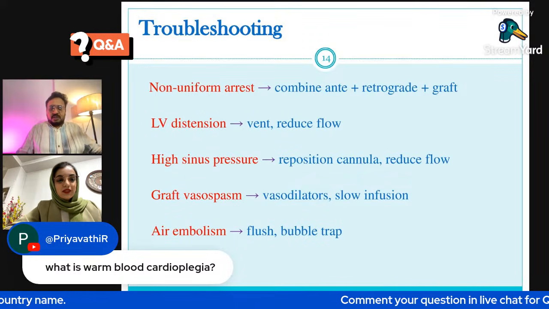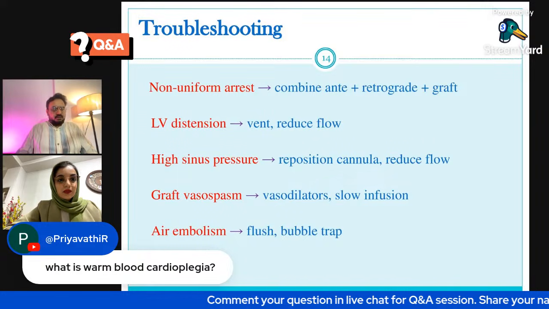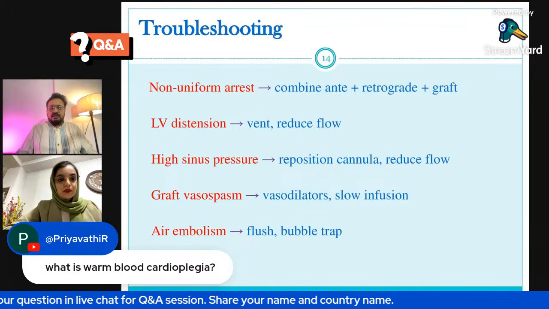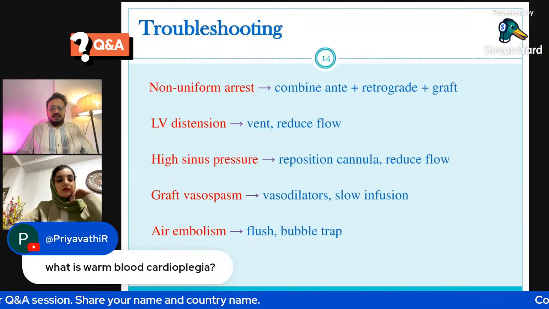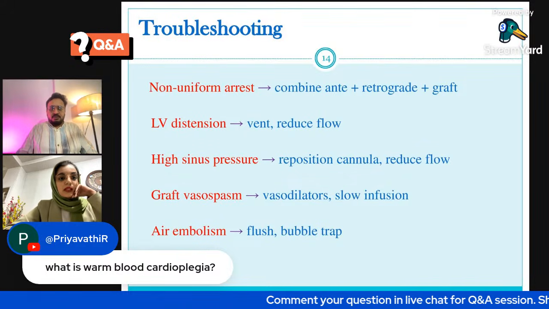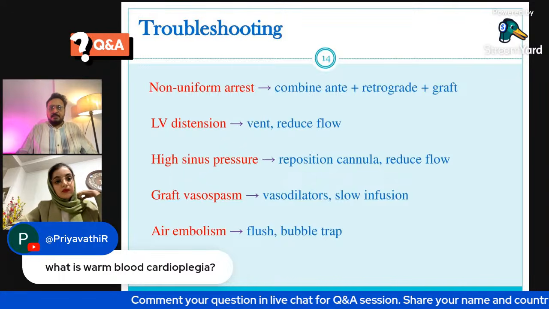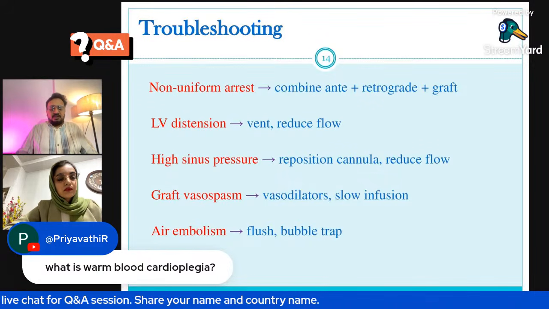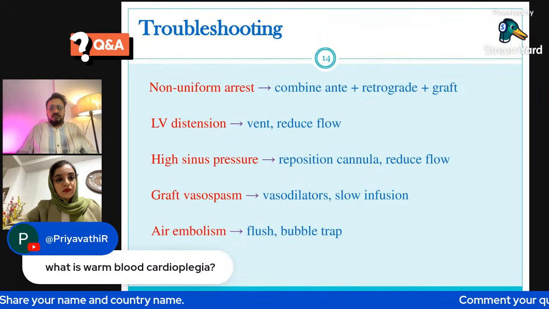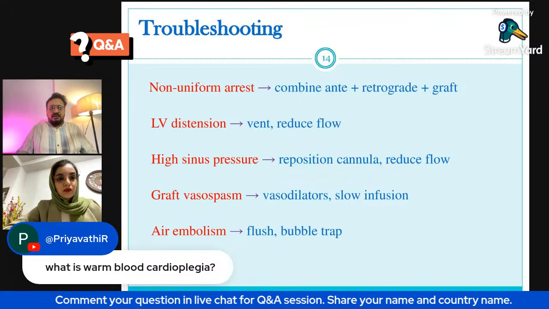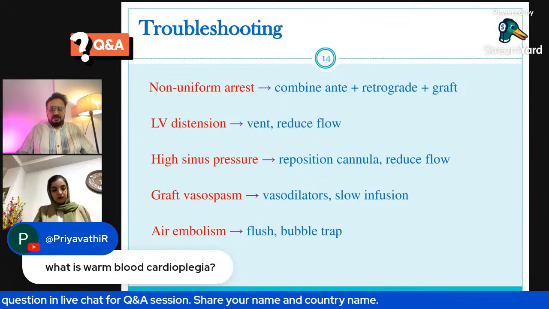Actually, warm blood cardioplegia is mostly used for a short procedure, and the most important benefit is that it doesn't have any reperfusion injury. When we use a cold cardioplegia, we reduce the temperature of the myocardium, so the metabolic activity of the myocardium is reduced. But in warm blood cardioplegia, we maintain the myocardial temperature at around 34 to 37.